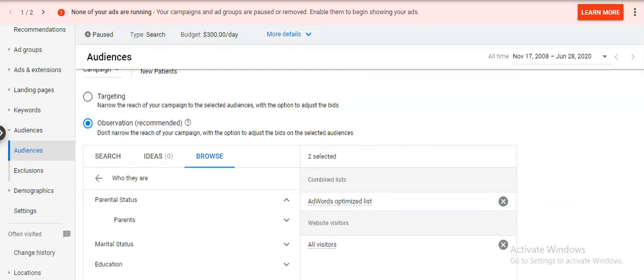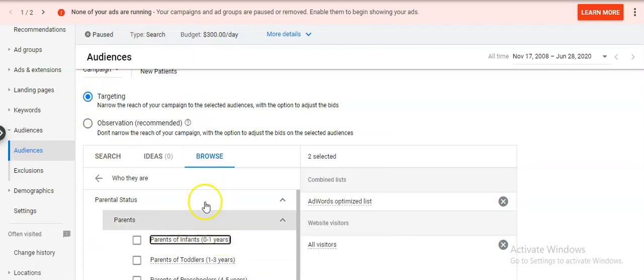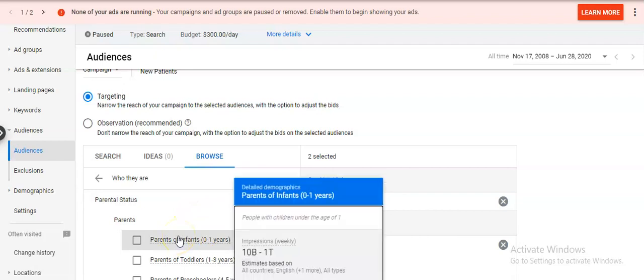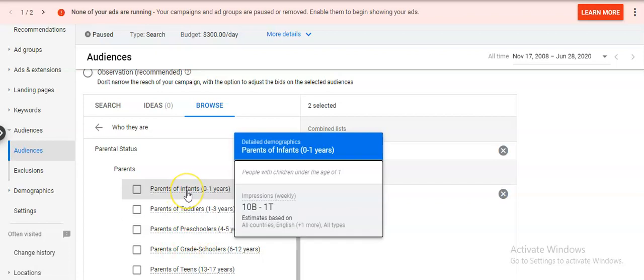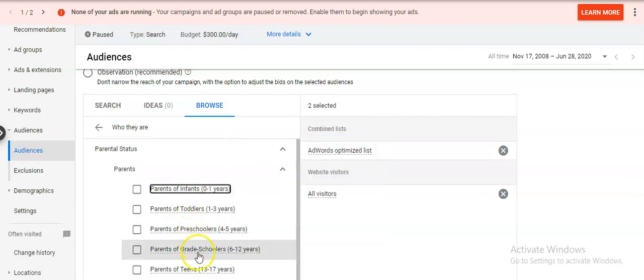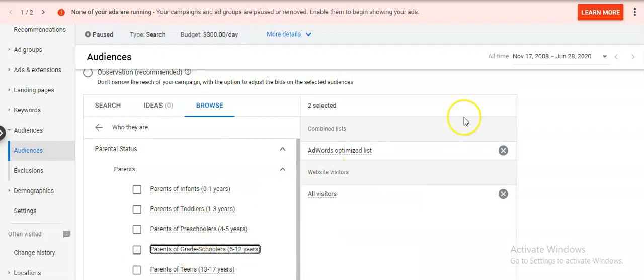Okay, so if you want to adjust the bids on an individual one, you have to select this option, targeting. Then you will be able to actually add them and then adjust the bids based on the likelihood of them becoming a patient, or the value to your practice. If you think these parents are more valuable, let's say for example, than parents of infants, well, you might want to pay less for the parents of infants, and you might want to pay more per click for parents of grade schoolers or teens or preschoolers.